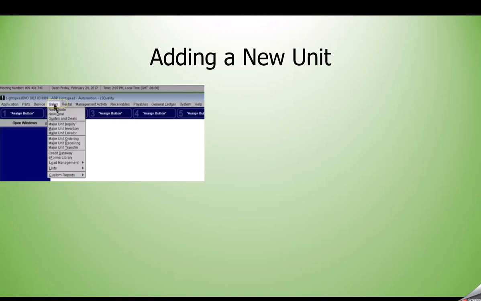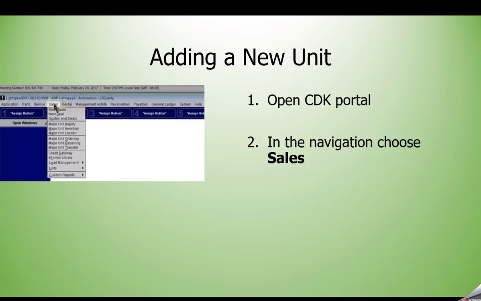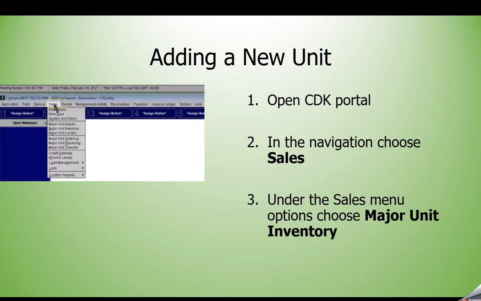First thing we'll touch on today is adding a new unit from scratch. The first thing that you'll do is go into your upper menu once you have logged into your CDK portal. In the navigation, you'll want to choose Sales, and then underneath Sales, navigate down to Major Unit Inventory.